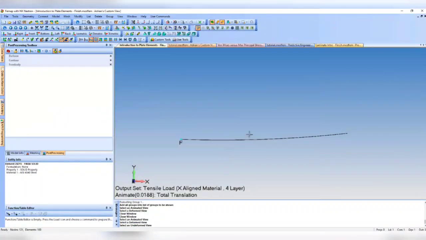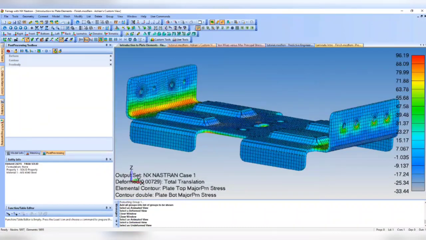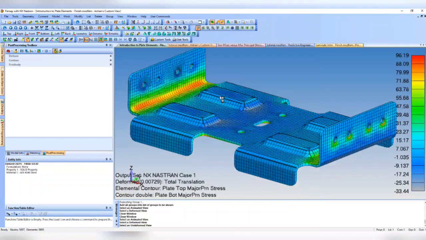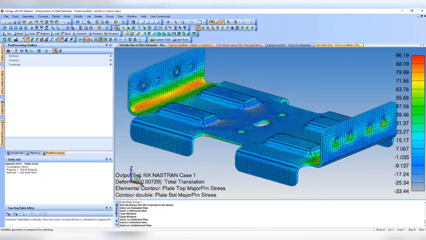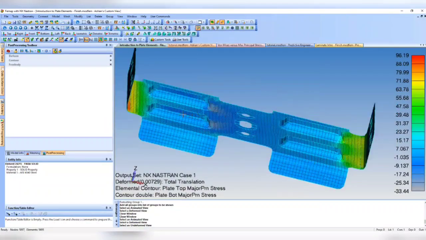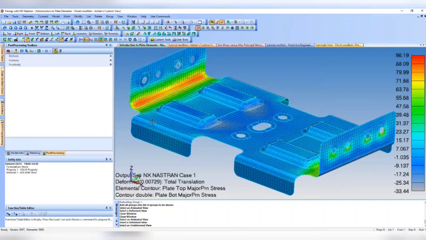All right, so in the first tutorial, we went over tet elements, which are 3D elements. In the second tutorial, we went over bar elements, which are 1D elements. Now, in this tutorial, we're going to go over shell elements, and that's typically what you'll see the most in the real world, especially if you're in the aerospace industry.